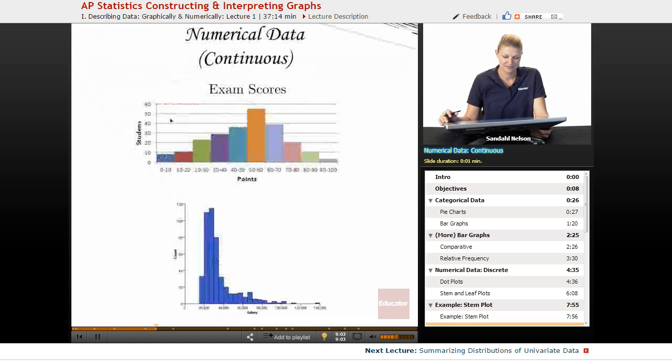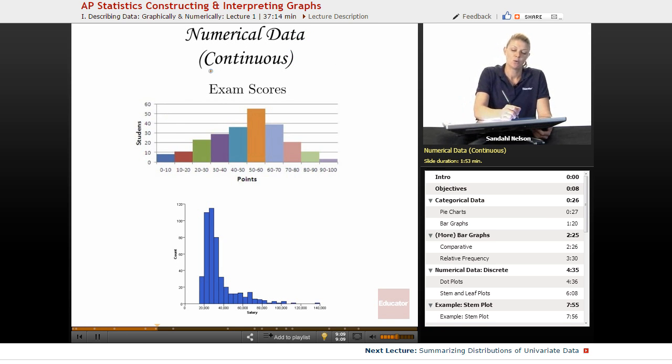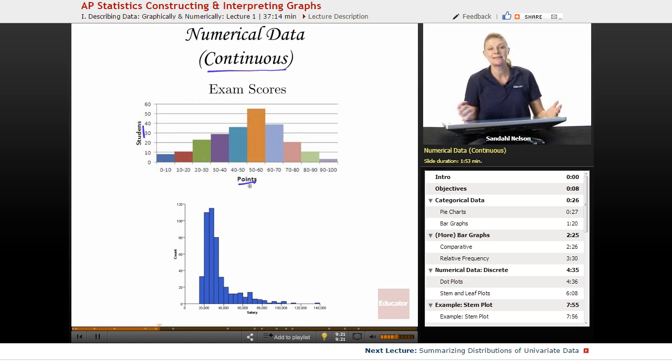Perfect. Okay, so let's talk more about numerical data, but now instead of discrete numerical data, we're going to talk about continuous numerical data. So here's an example of exam scores. So we have the points that people scored, and then the number of students that scored it. So technically points are a continuous variable because you can score anywhere from 0 to 100, and it doesn't have to be a whole number, right?